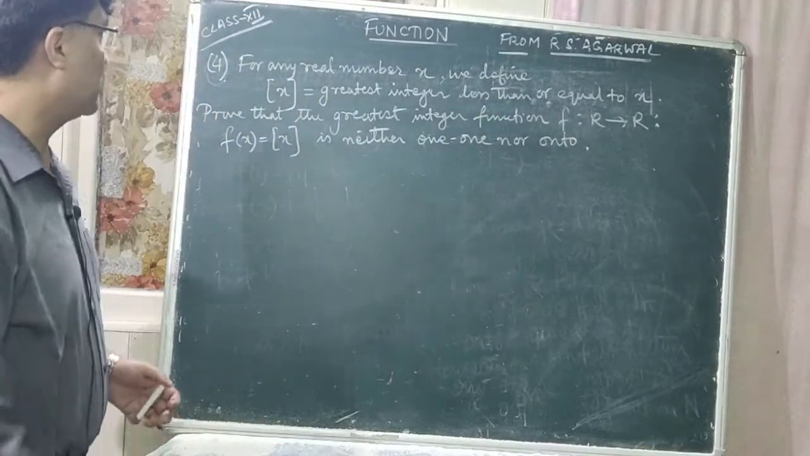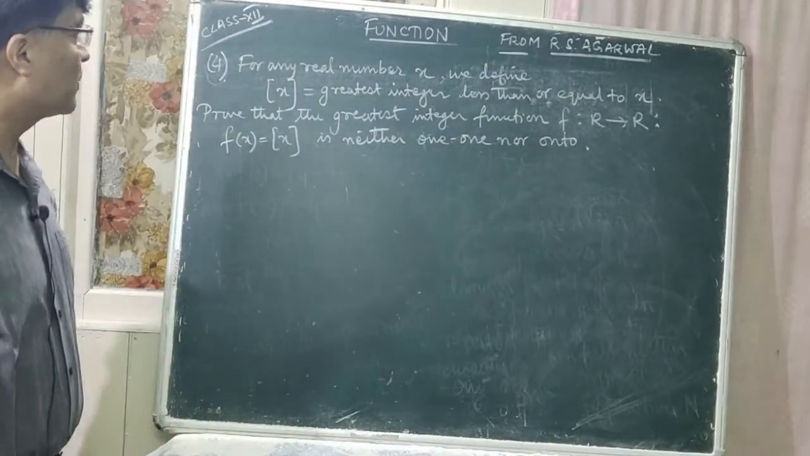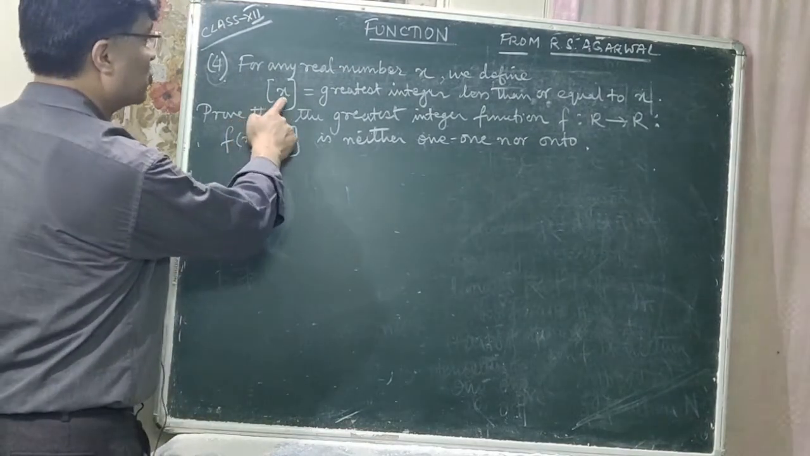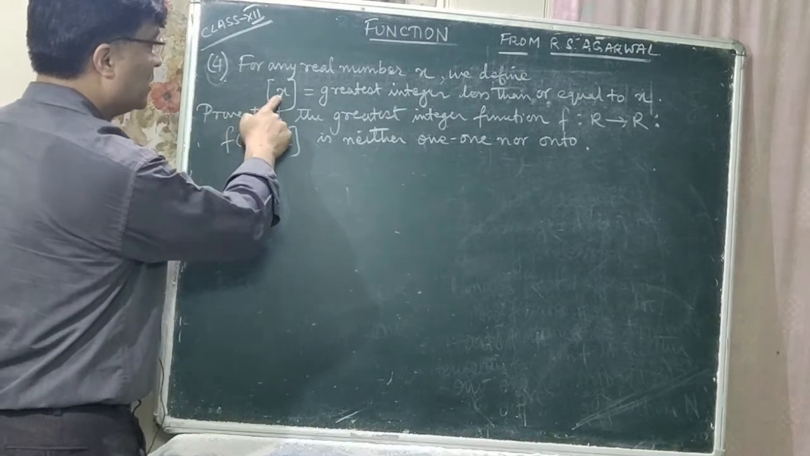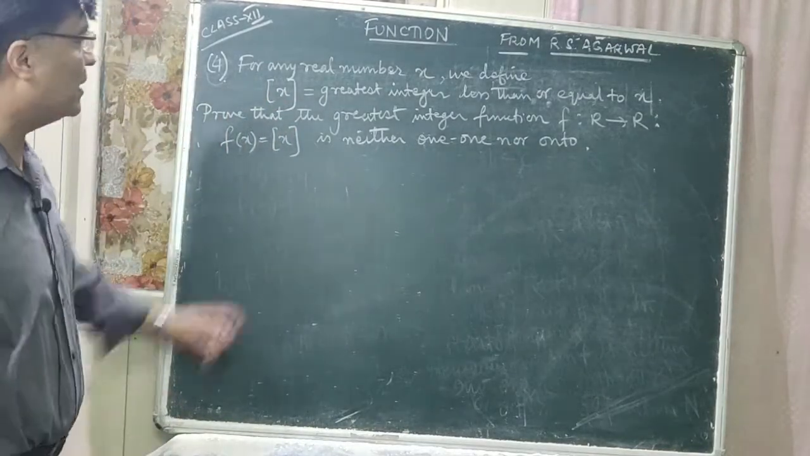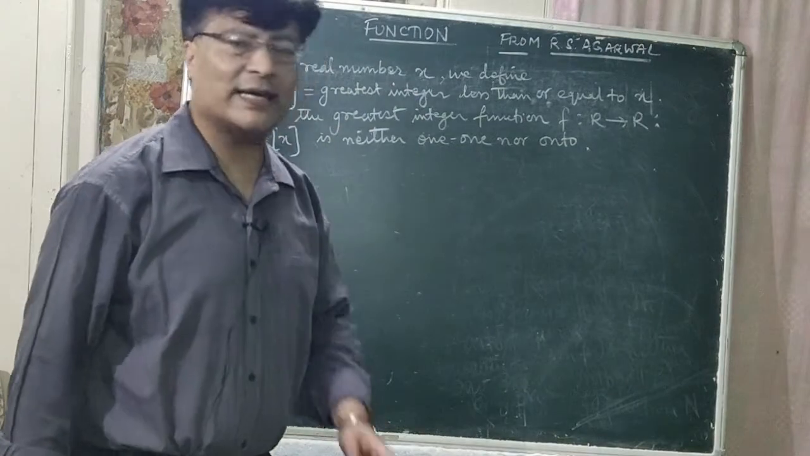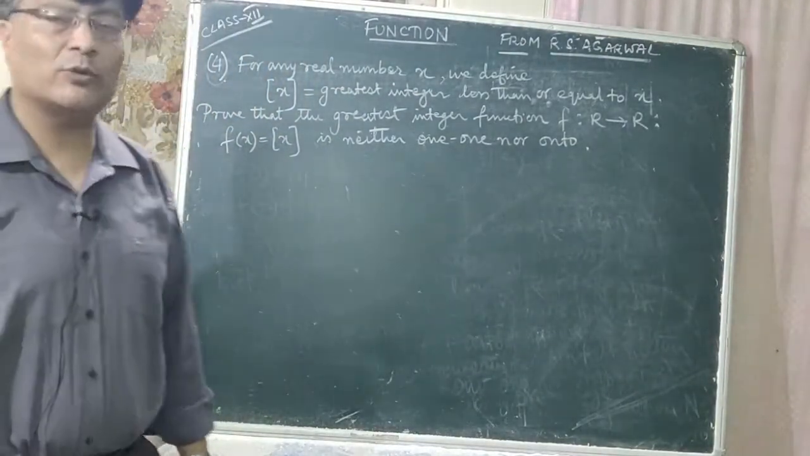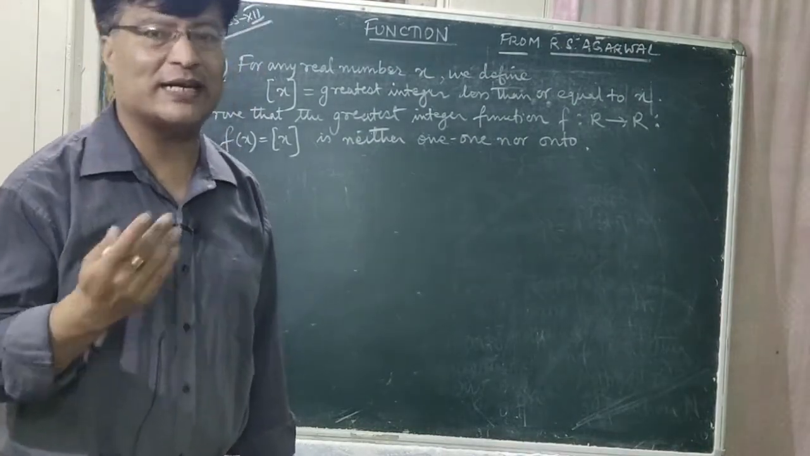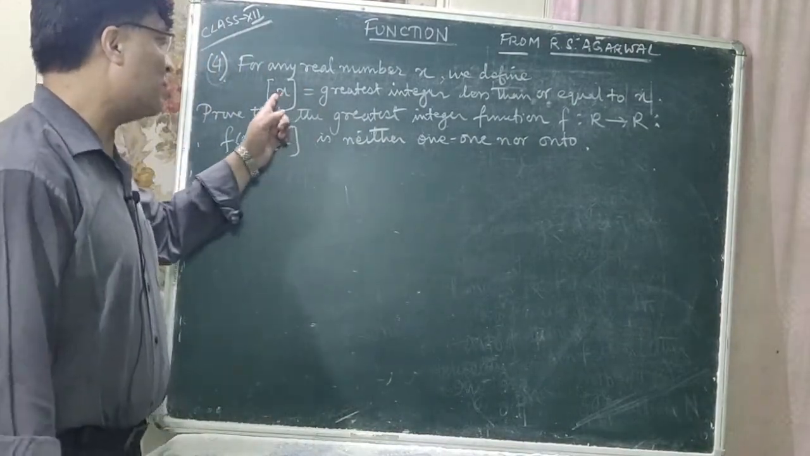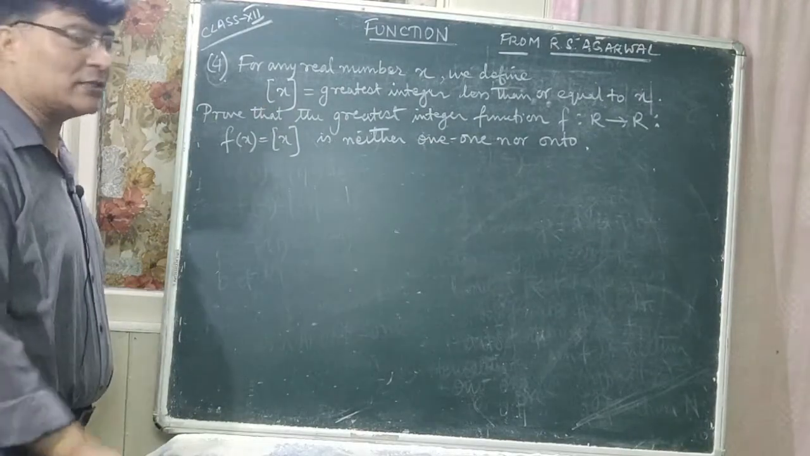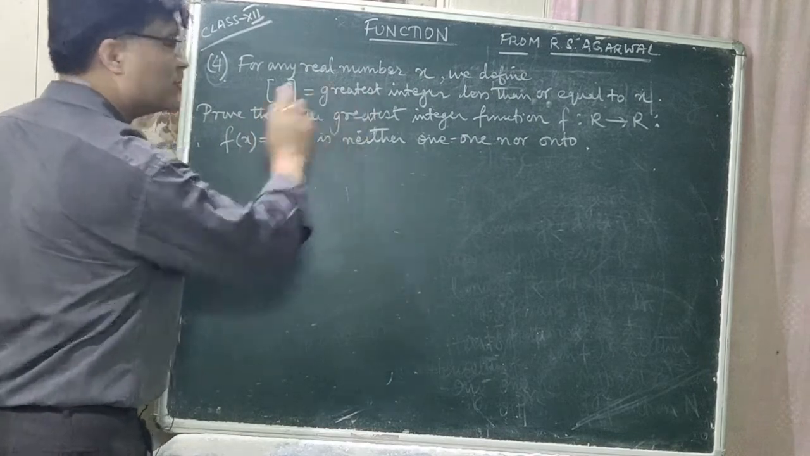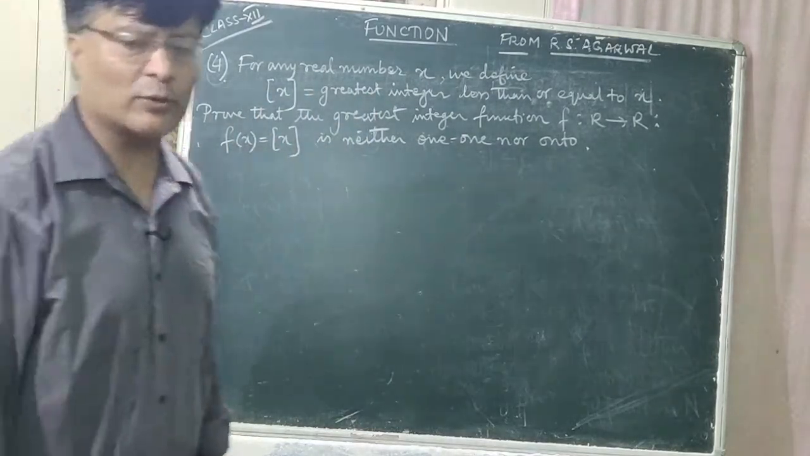So now we'll do the next problem, that is problem number 4. For any real number x we defined within square bracket or within third bracket there is x. Its meaning is greatest integer function less than or equal to x. Your greatest integer function which is less than or equal to x, we have done it in continuity and differentiability. I told you the meaning of this expression also, that is within third bracket or within square bracket there is x. What is its meaning? Greatest integer less than or equal to x.